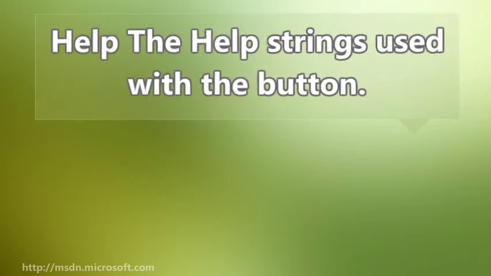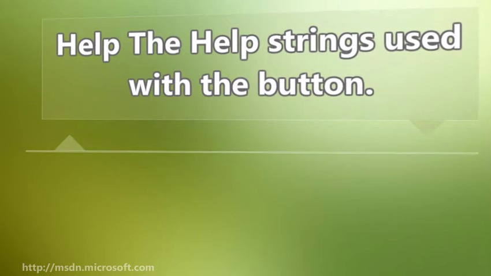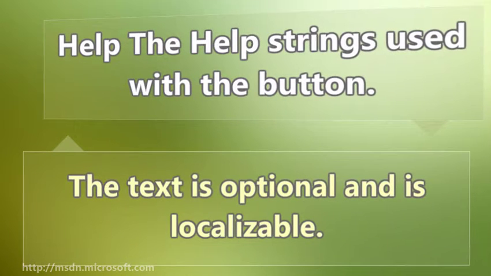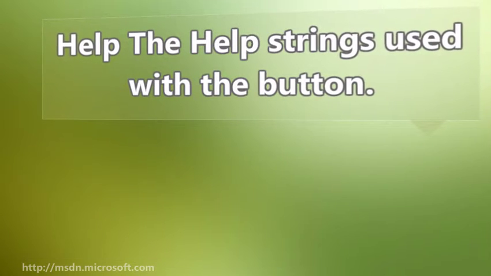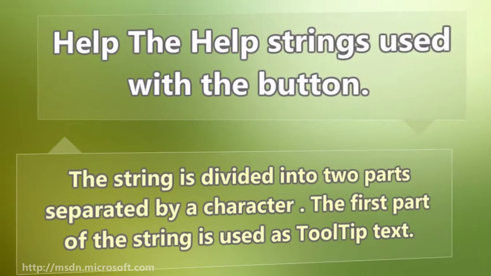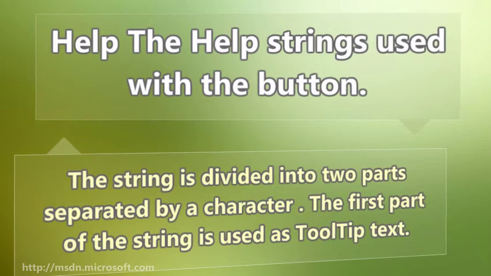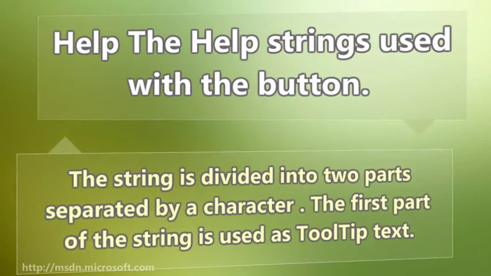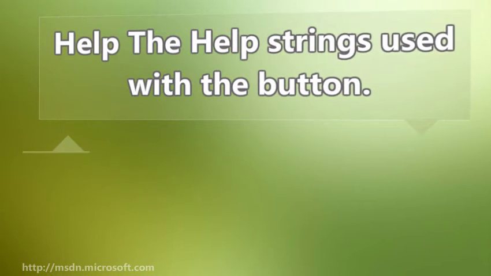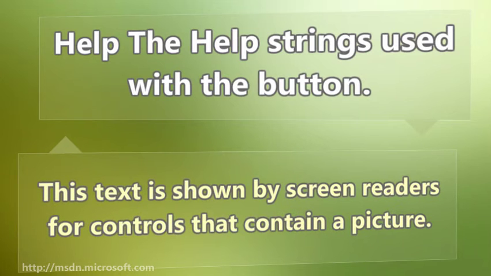Help: the help strings used with the button. The text is optional and is localizable. The string is divided into two parts separated by a character. The first part of the string is used as tooltip text. This text is shown by screen readers for controls that contain a picture.